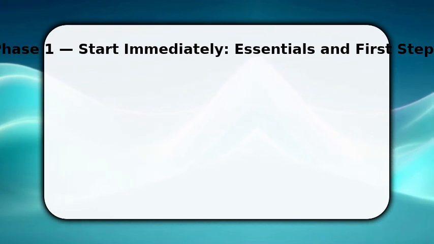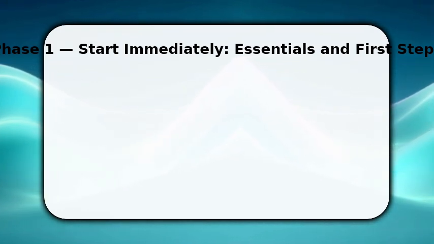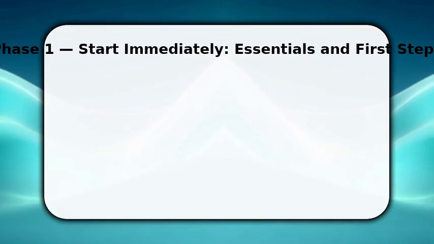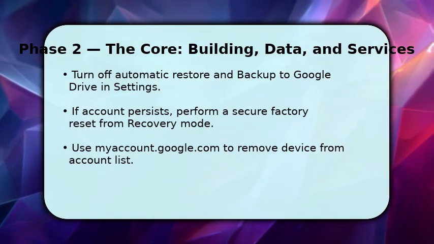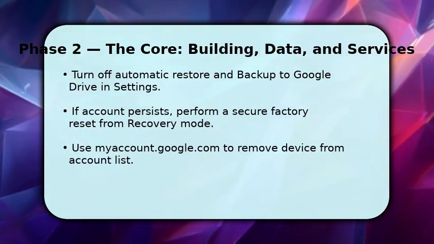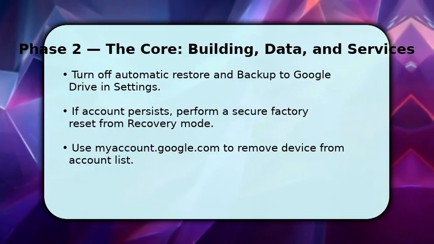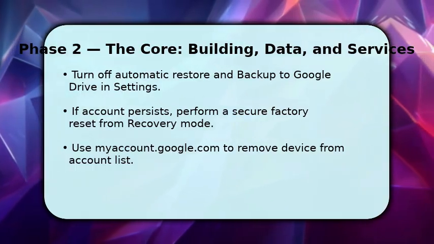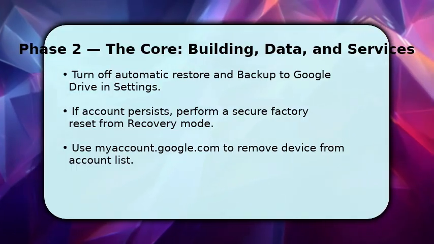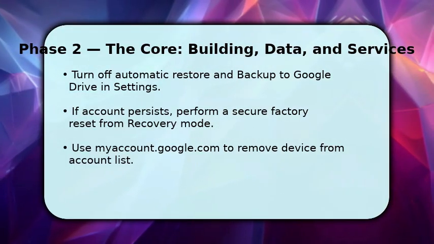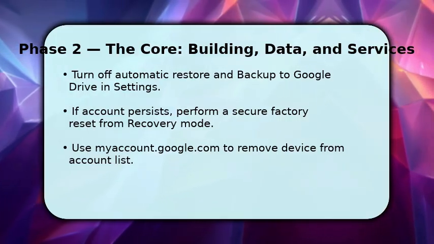Once the local removal is attempted, disable backup to Google Drive and automatic restore in Settings, System, Backup so the device won't reapply account data. If the account still appears after a normal reset, boot to recovery mode and perform a secure factory reset to clear system caches and lingering sync tokens. This helps when backups reinstall account info.